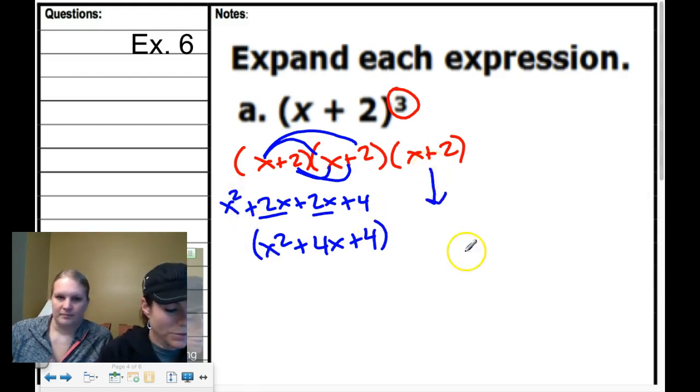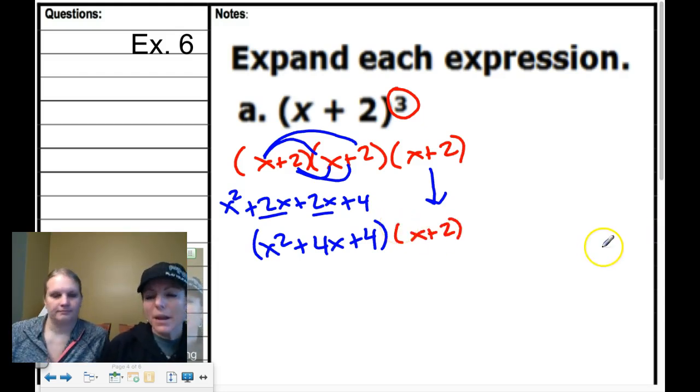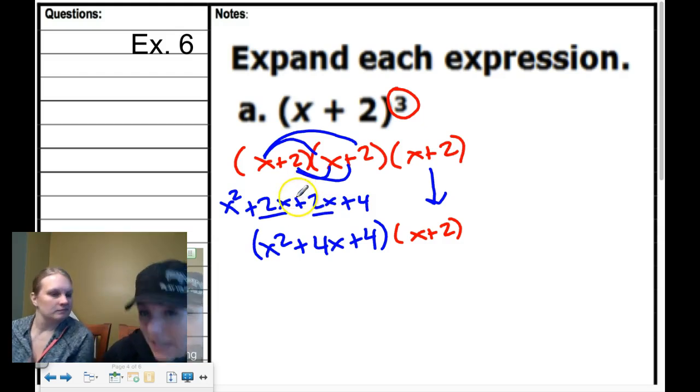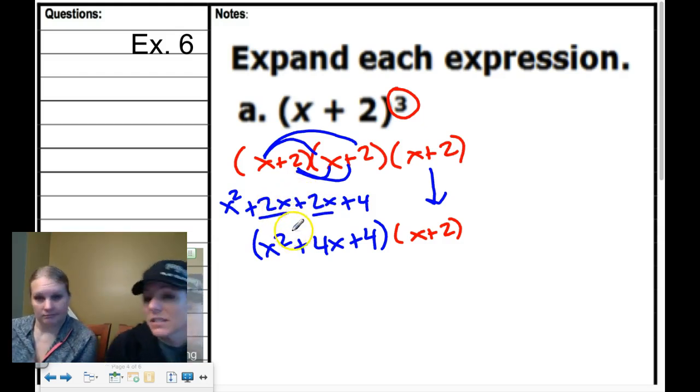Bring down x plus 2. And now let me just say one thing. It does not matter that Miss Boyd and I multiplied the first 2 together and then saved the third for last. Sometimes in class, I'm going to multiply the second 2 together and then distribute the first. It does not matter.